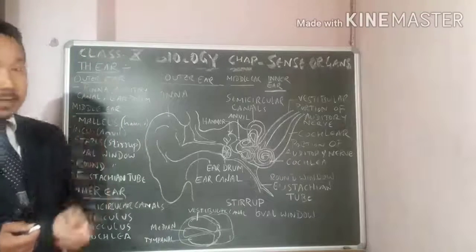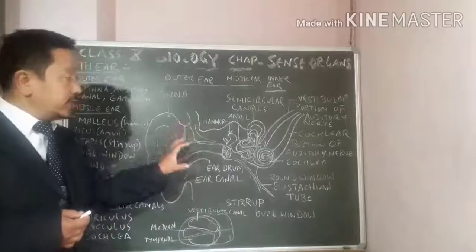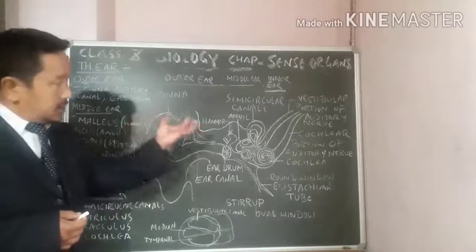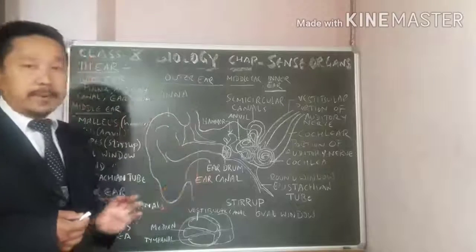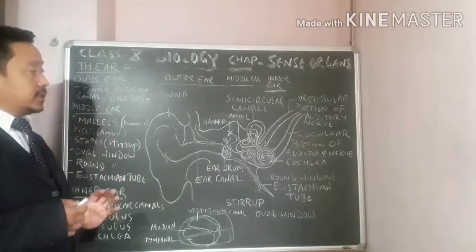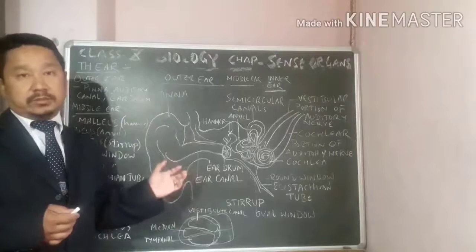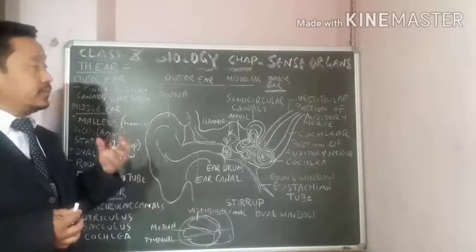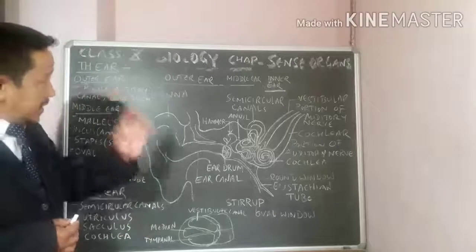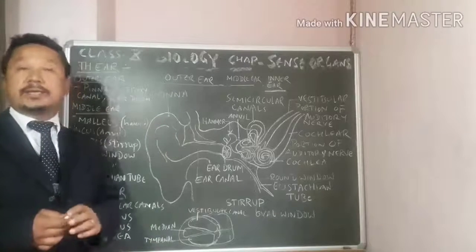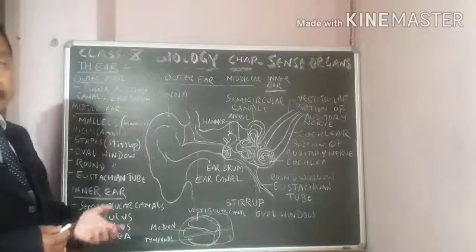Human ear. The diagram of the human ear is already here with all the parts shown, and we'll try to understand their structure and their functions. The parts of the ear that are shown here are all in your syllabus, and we'll try to understand their structure and functions in the human ear. So now let's get started.